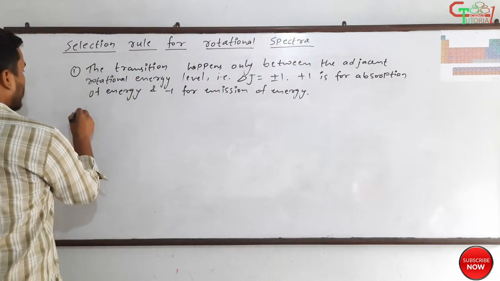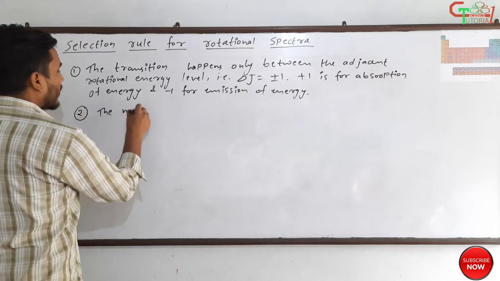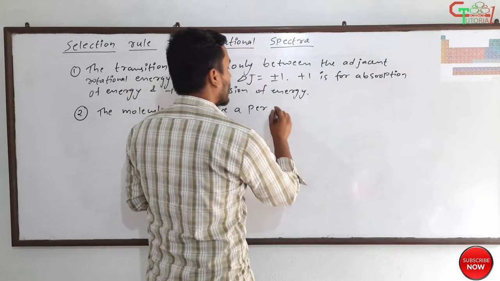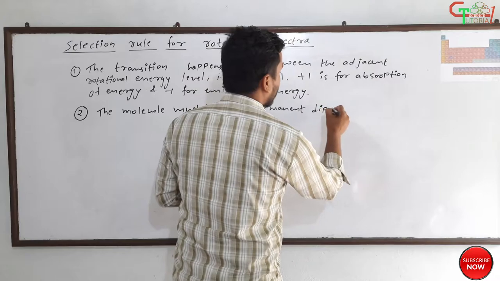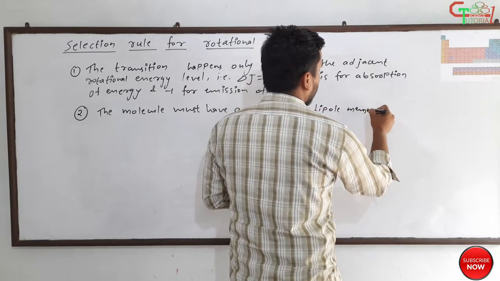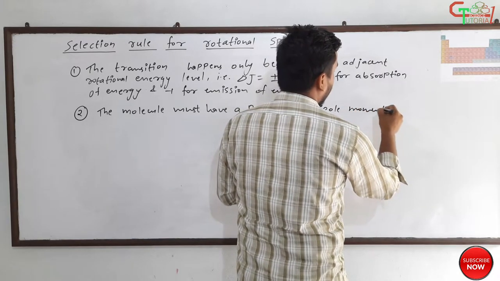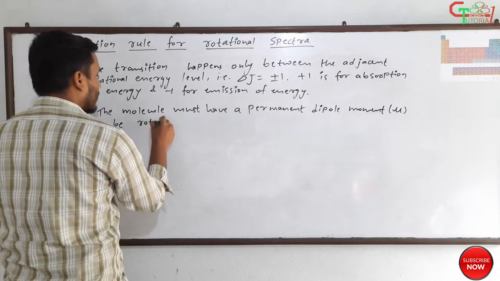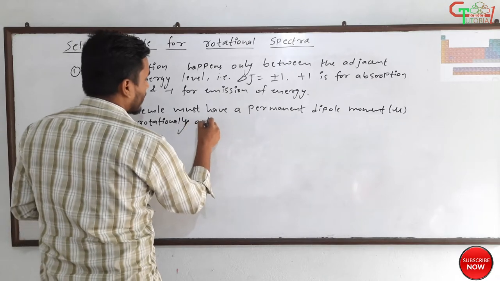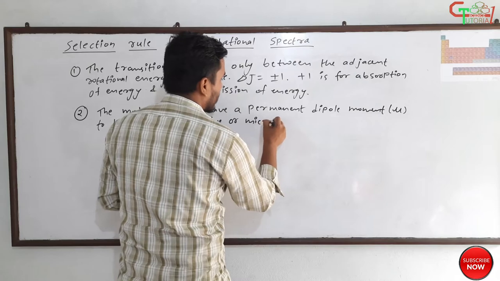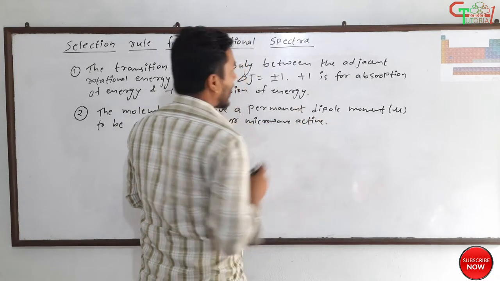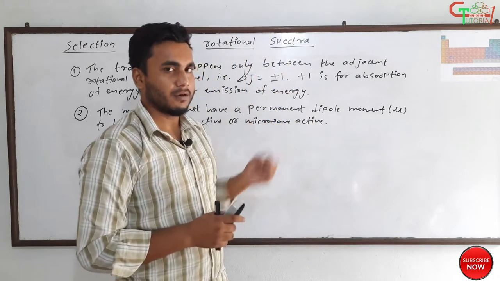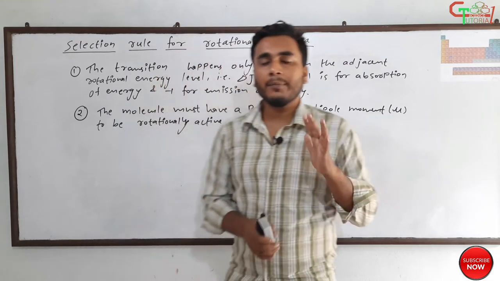Now the second rule is the molecule must have a permanent dipole moment, that is mu, to be rotationally active or microwave active. We know that a rotational spectra is also called microwave spectra because the wavelength of the radiation lies between this region, in microwave region. So this is the second rule and perhaps the most important rule.